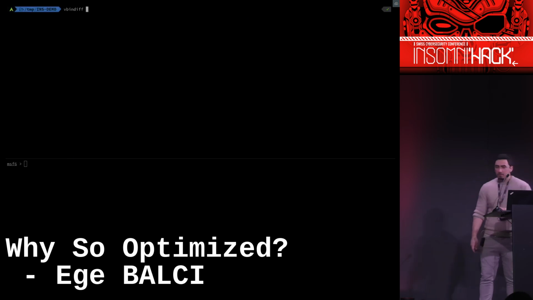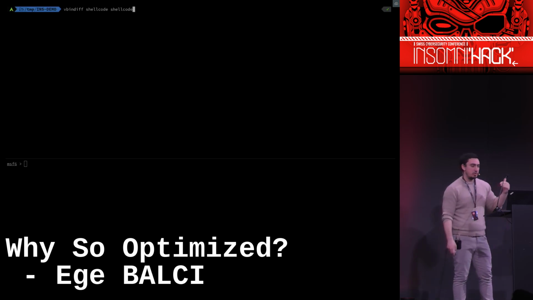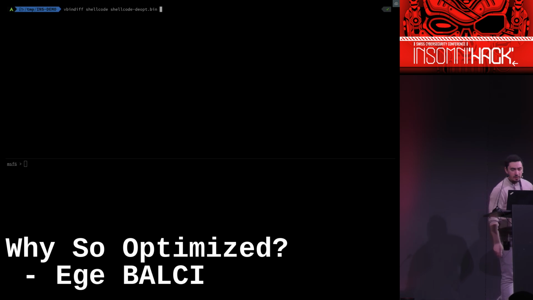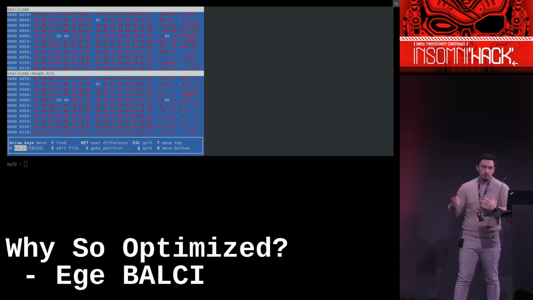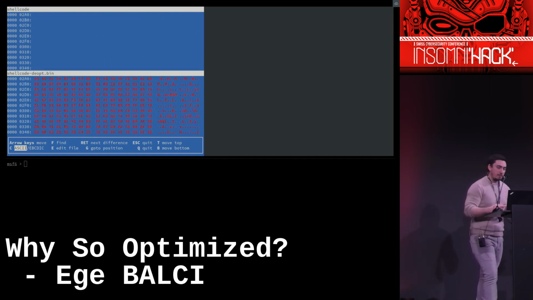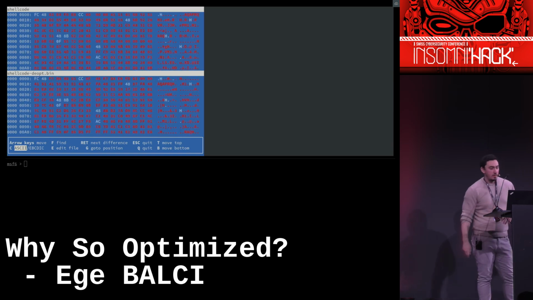Now I will show you the binary diff of the original shellcode and the de-optimized version. And as you can see, the red ones mean changed. So we almost rewrote the entire payload. It's also much longer since we are de-optimizing it.